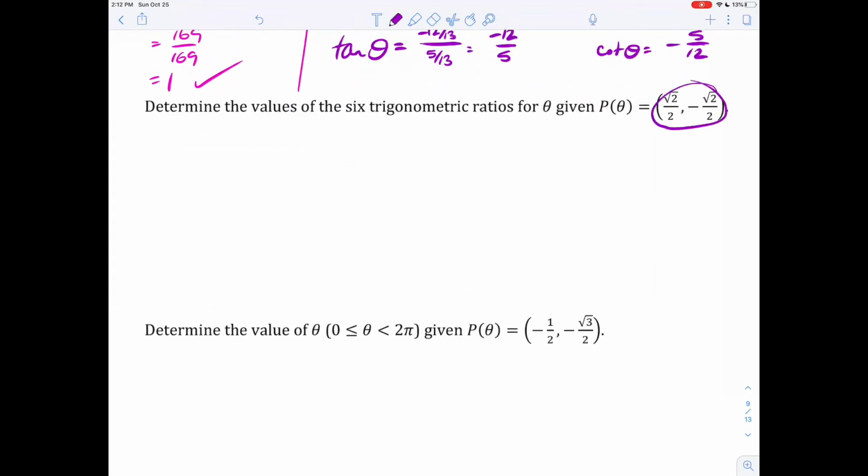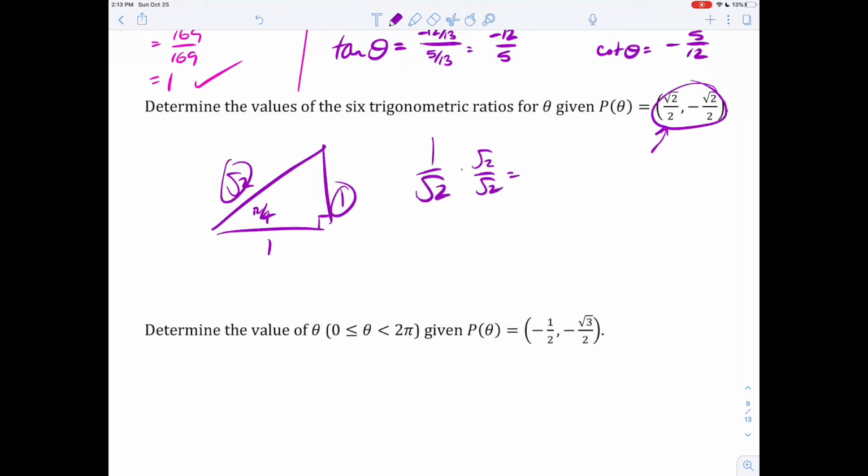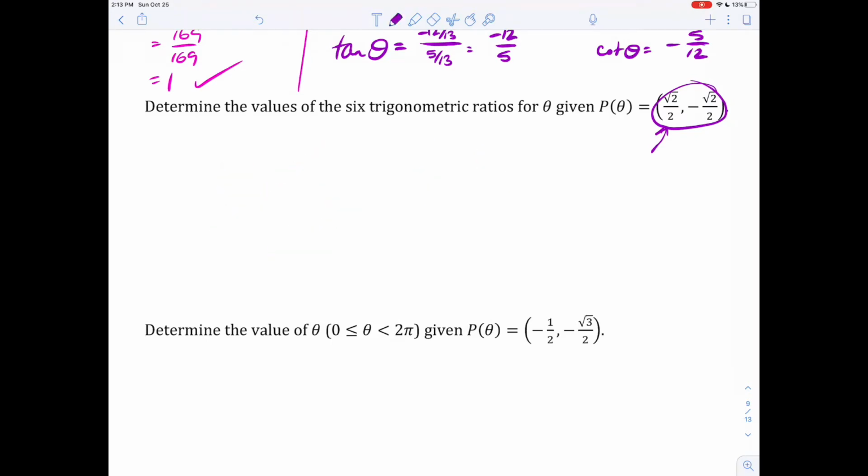This looks like it's related to some real special things. So this one we should recognize as being from one of our special triangles. It's specifically from the 1, root 2, pi over 4 business, because cosine of theta is 1 over root 2. 1 over root 2 is the same thing as root 2 over 2. So we know this is related to one of our special angles. We don't actually have to find what the angle is. We just need the 6 trig ratios.